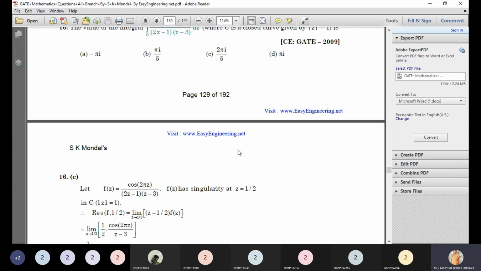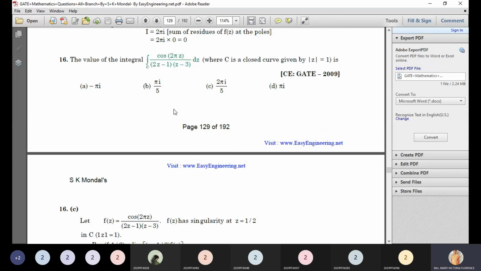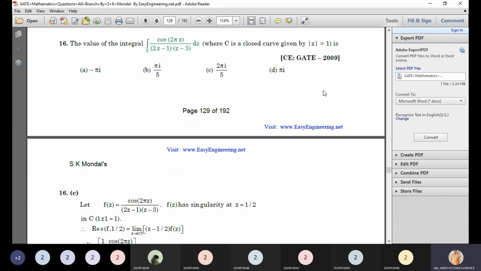We have to solve the denominator. 2z minus 1 equal to 0, z minus 3 equal to 0. So z equal to 1 by 2 and z equal to 3. But z is a circle of radius 1, so only 1 by 2 lies inside and 3 lies outside.